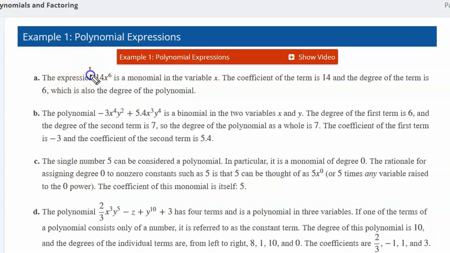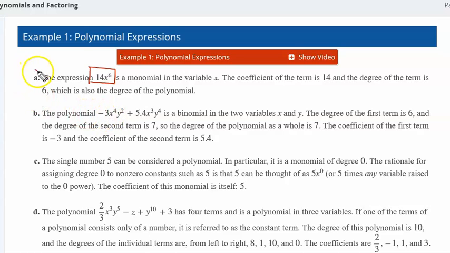So here, this is an algebraic expression. There's a number 14, which is the coefficient. The variable is x, and it's raised to the 6th power. Now, one term, so this would be a monomial. Its degree is the sum of the exponents on the variable. So here there's just the one variable, so it's 6.